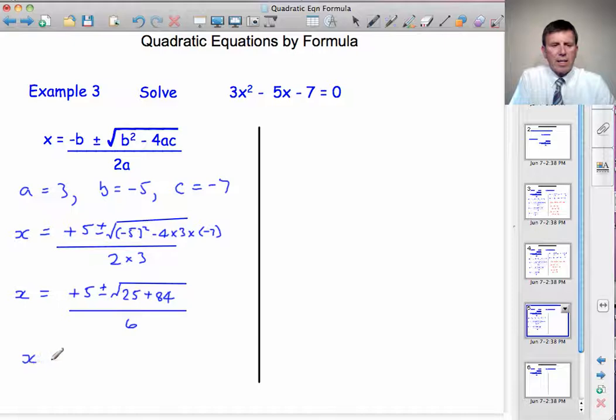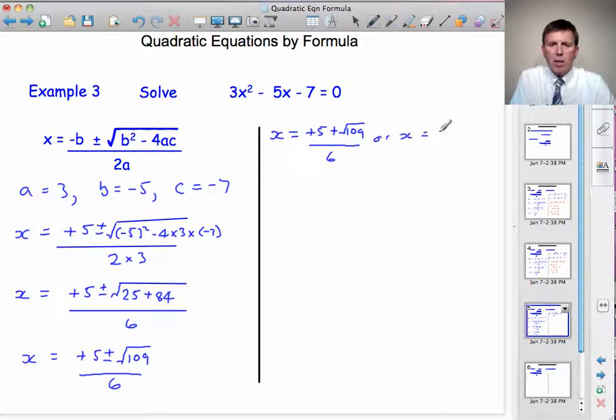So we have x is equal to plus 5 plus or minus 25 plus 84 is 109, so it's the square root of 109 divided by 6. And it's at this point we need the calculator. X is equal to plus 5 plus root 109 divided by 6, or x equals plus 5 minus root 109 divided by 6.